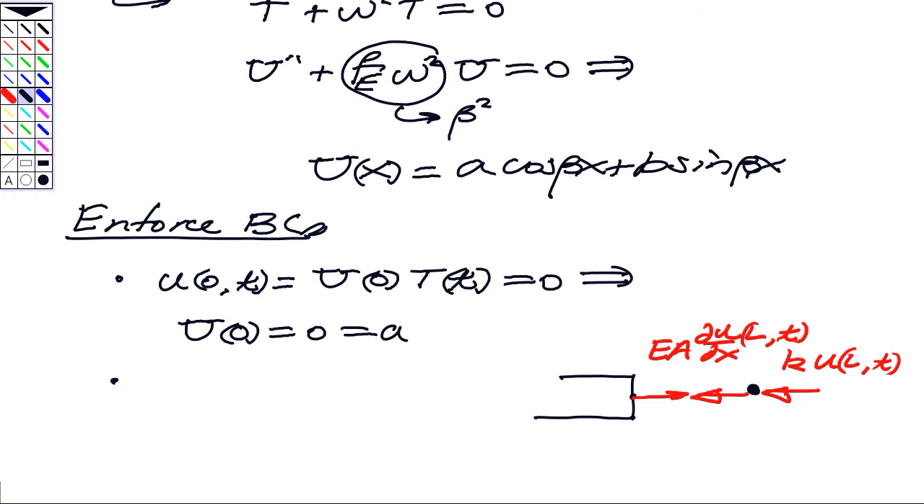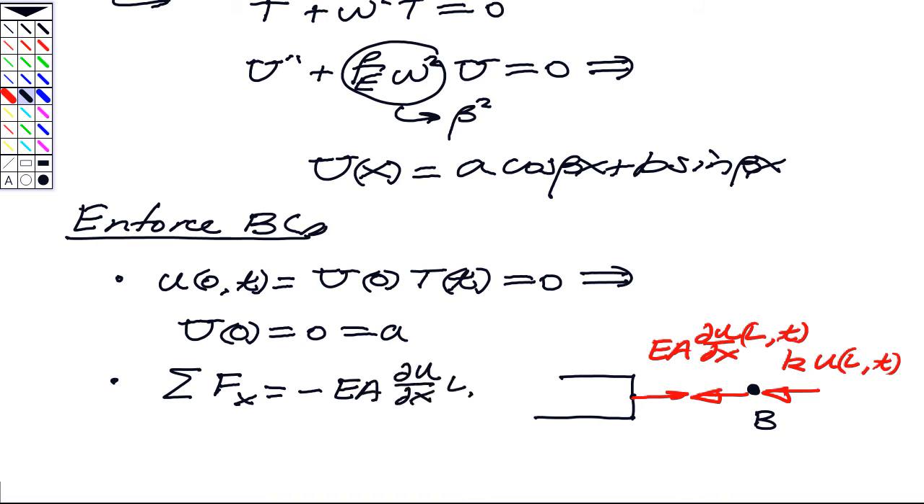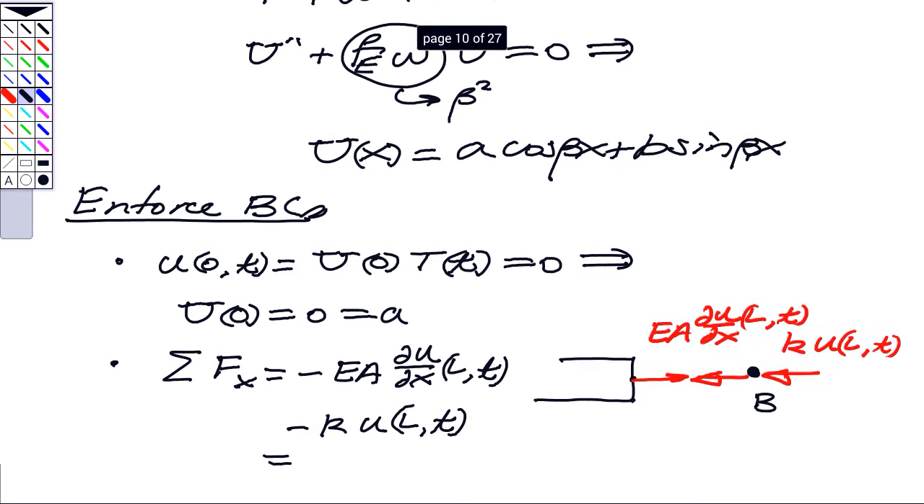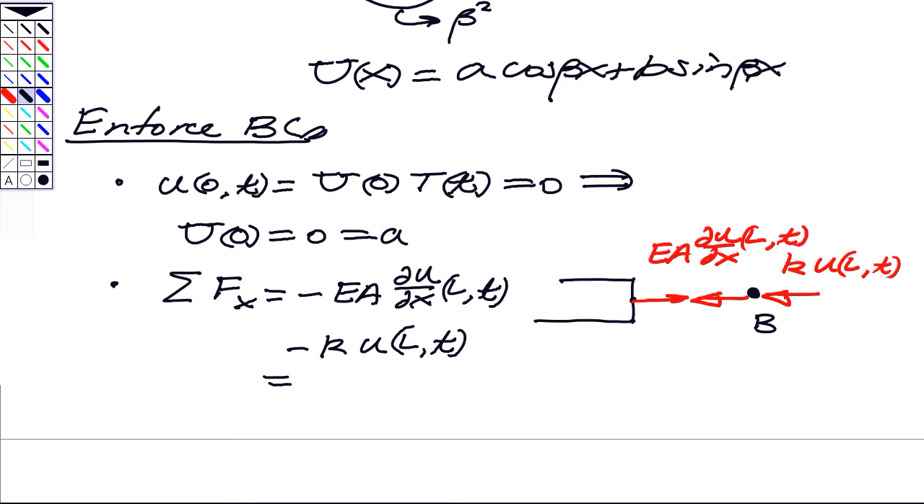When I now sum my forces acting on that attachment point, which I'll just call B, I have a minus EA dU/dx at L minus K U of L, t. And if we say that that attachment point has negligible mass, then that is 0. So this B here is what's happening there at x equal to L.